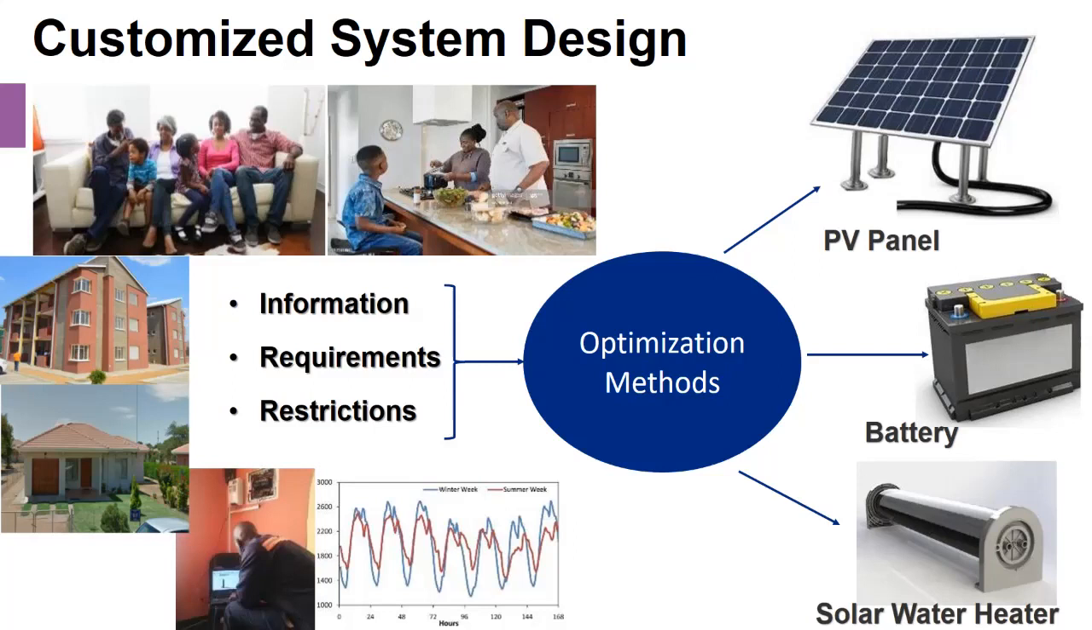Requirements such as supplying energy for a special device, for example, an electrical car, or a good example for restriction is demand peak reduction. And based on all of this information, we will determine the optimal size of main components of the system. For example, the optimal size of PV panel, battery, and solar water heater.